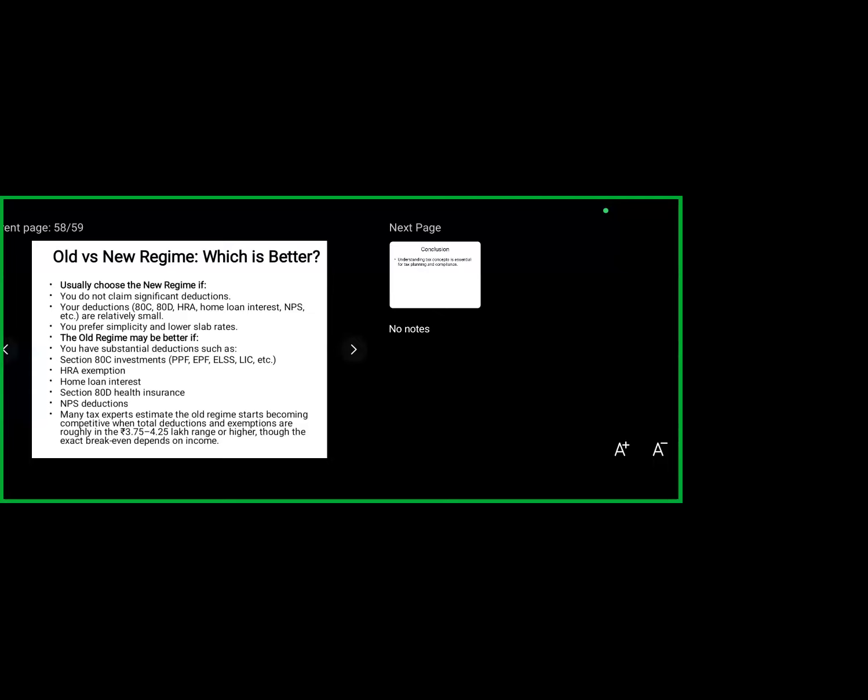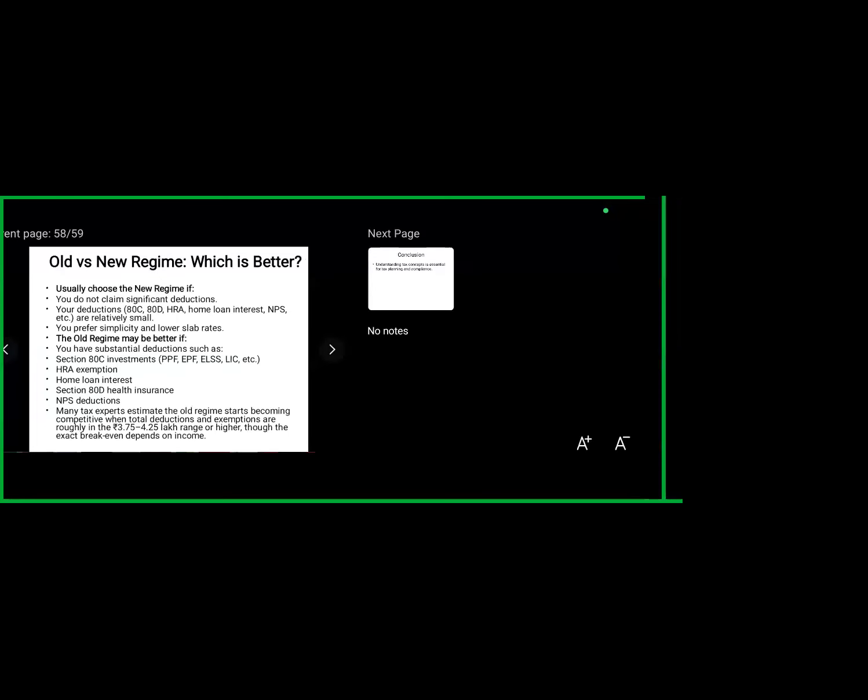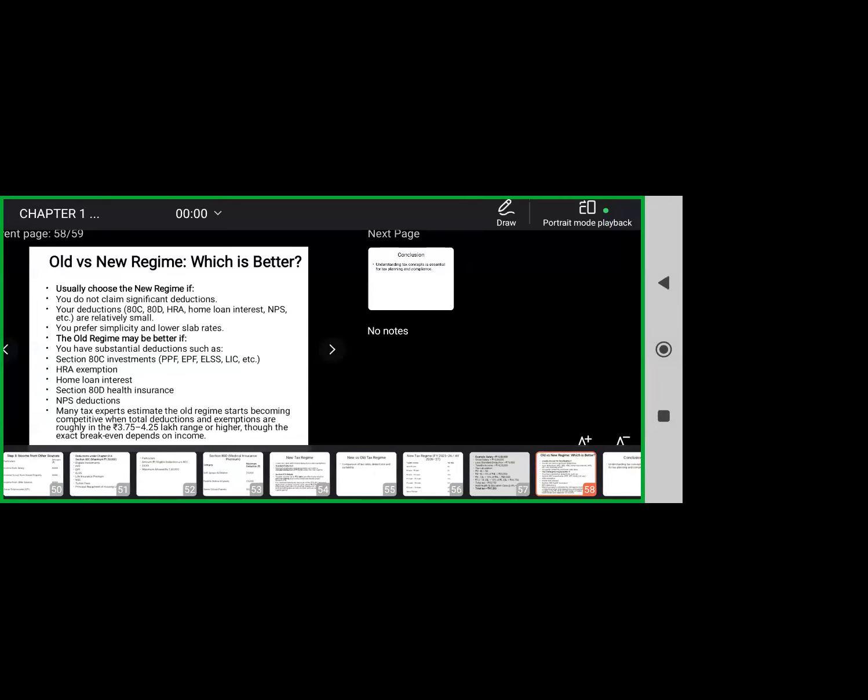न्यू रिजिम डायरेक्ट 12,75,000 पे लेके बिठा देता है हमें, बट ओल्ड रिजिम वैसे नहीं करता है. तो आपको कभी कभी ऐसा लगता है कंपैरिजन करने के बाद कि नहीं, न्यू इज प्रॉफिटेबल, परवडेबल, affordable. So you straight away ignore investments and go and do the calculation with the help of new regime. You prefer simplicity and lower slab rates which are of new regime.